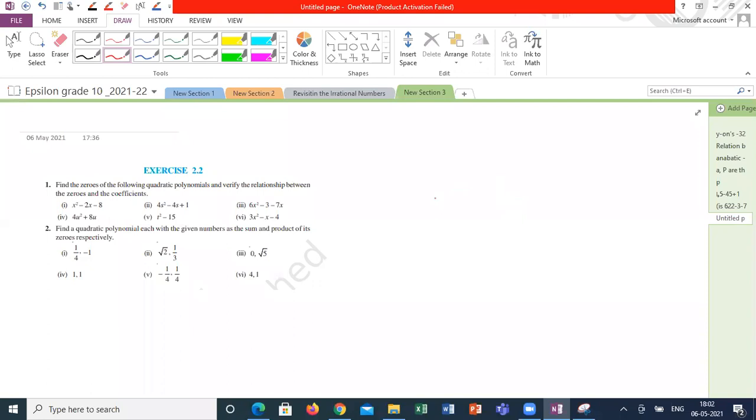Fourth one, without splitting the middle term we can do, with splitting the middle term also we can do. Because here the constant is missing. The given expression is 4u square plus 8u. If I take 4u common, u plus 2. So hence the zeros are 0 comma minus 2. Are you clear how I wrote this equation?